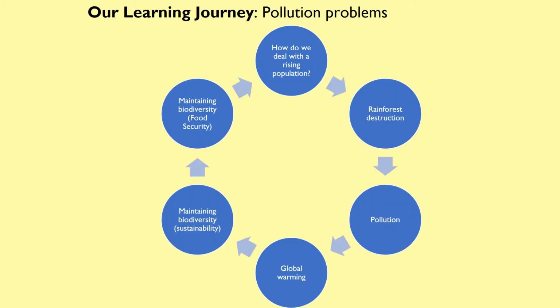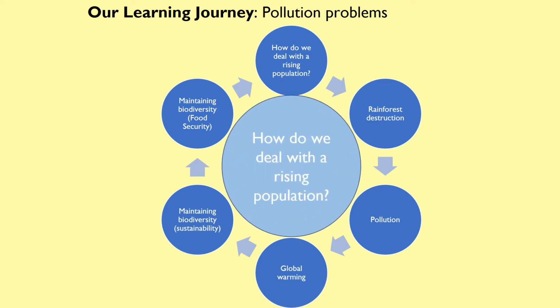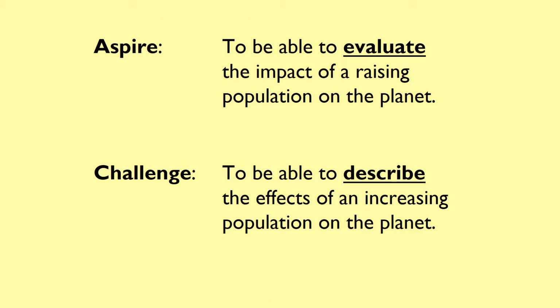This lesson is a part of our pollution problems topic. Initially, we will start to look at how we deal with a rising population before we see the impact of this rising population in many different circumstances, such as the rainforest destruction, pollution, global warming, biodiversity and food security. Our first outcome is to be able to describe the effects of an increasing population on the planet. And our aspire is to be able to evaluate the impact of a rising population on the planet.